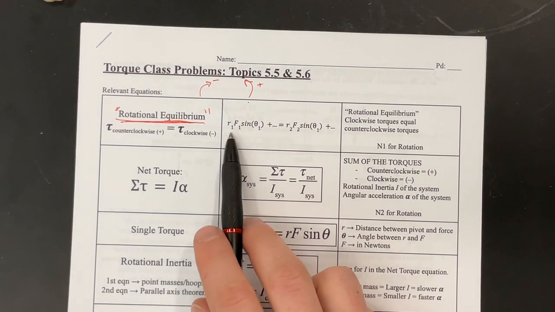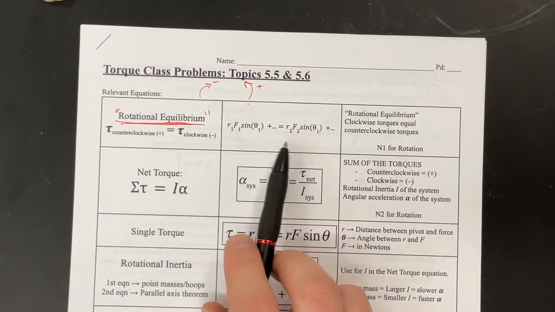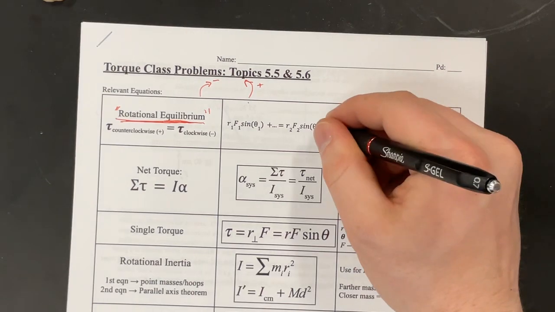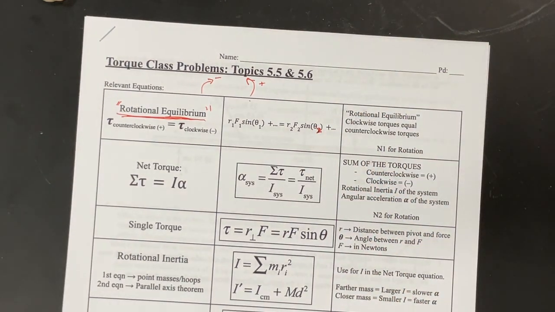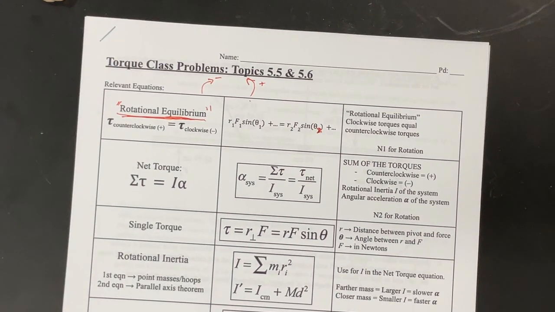So that's R1 F1 sine theta 1 plus anything else that's counterclockwise, R2 F2 sine theta, sorry, misprint, 2, plus anything else that's clockwise. They are all equal. This is Newton's first.